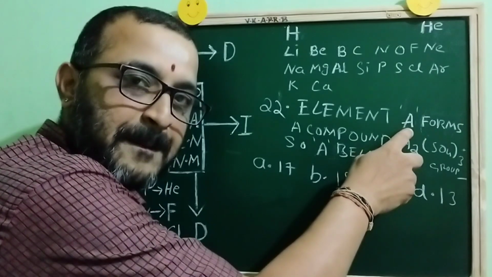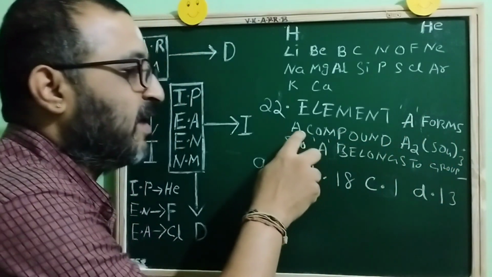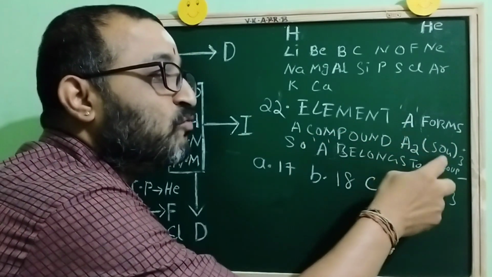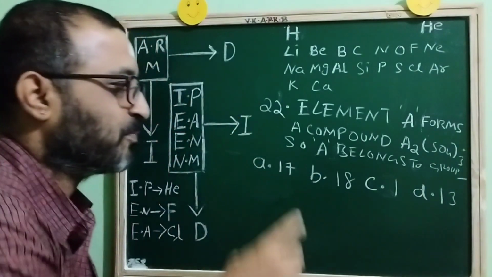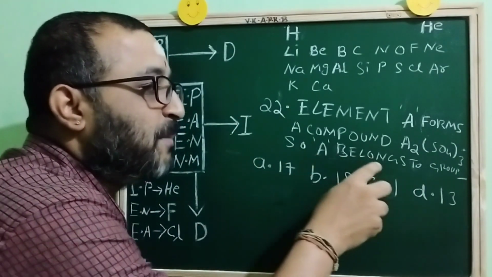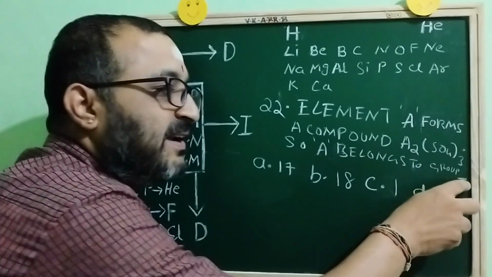Element A forms a compound A2SO4 thrice. So, A belongs to group dash.